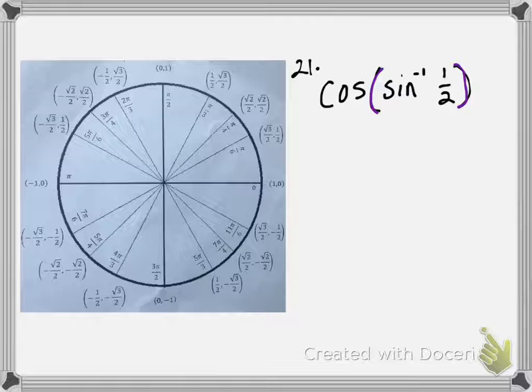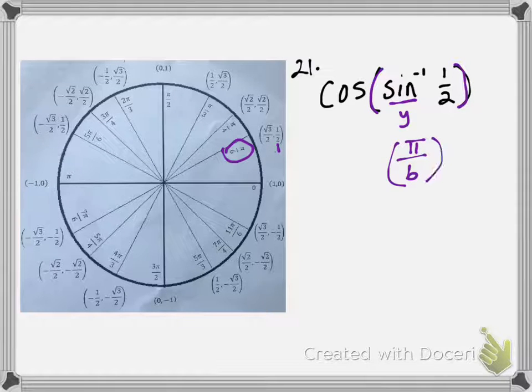So we need to find the measure of the angle where the sine value, or the y, is equal to 1/2. So I'm looking through there, and we're also inverse, so it's positive, so we don't have to worry about that too much. I see a 1/2 that's a y, okay? And I see that that angle is here, which is pi/6. So I'm going to bring that down. I've solved what's inside the parentheses, it's pi/6.